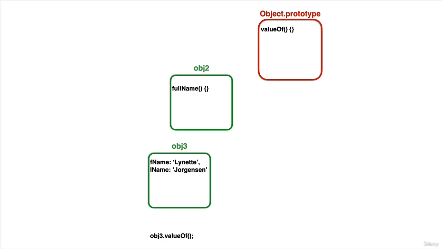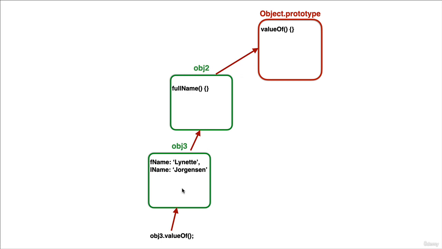So when I enter obj3.valueOf, it first looks in the obj3 object. Can't find it there, so moves to its prototype. Can't find it there, moves to its prototype, finds it there. And it would continue up that prototype chain. This happens to be the end of the prototype chain. So if it didn't find it here, then it would give an error indicating that it could not find that function, or that valueOf is not a function.